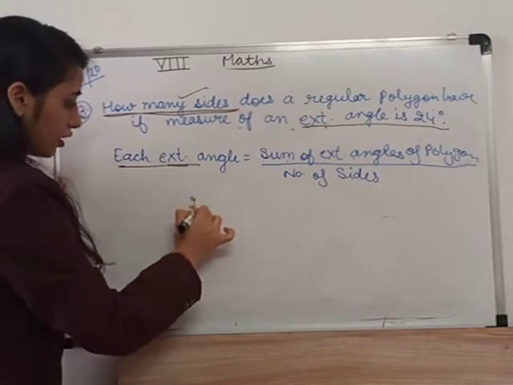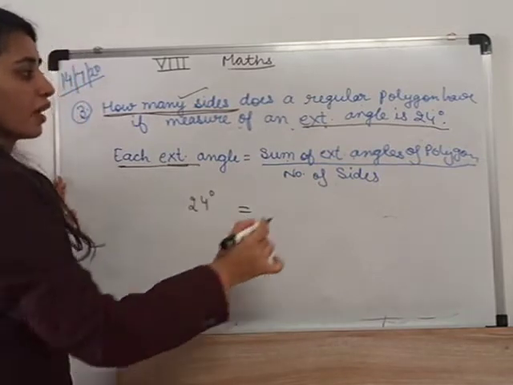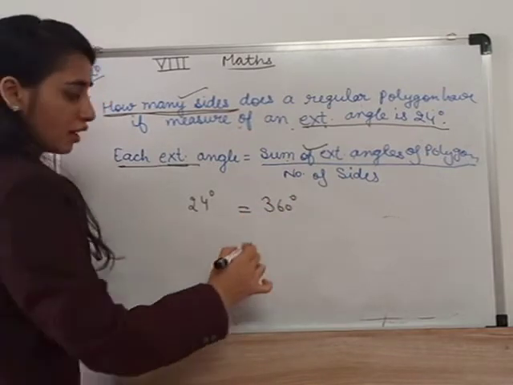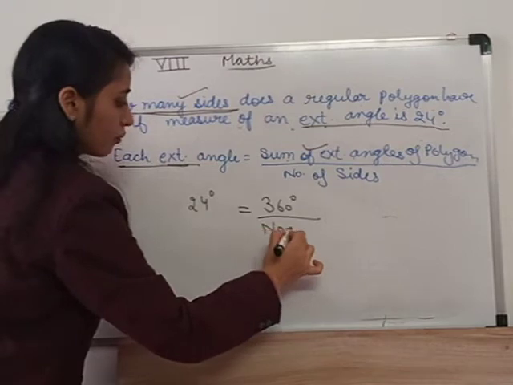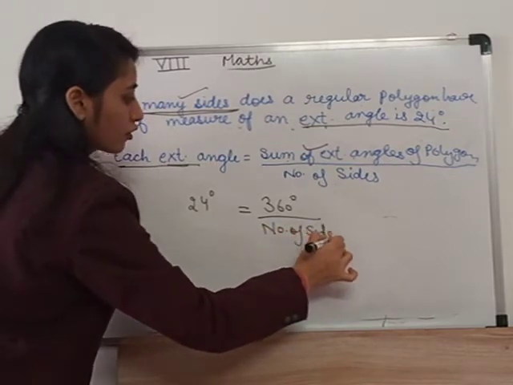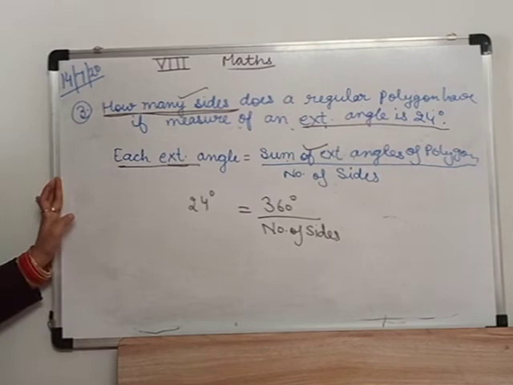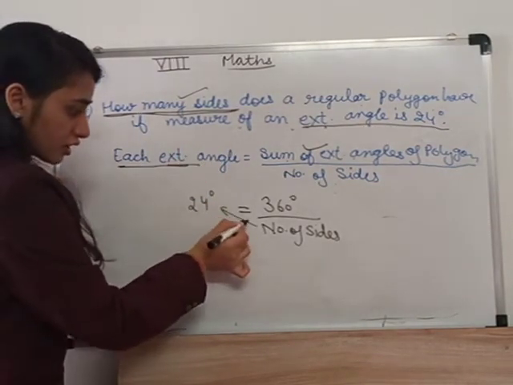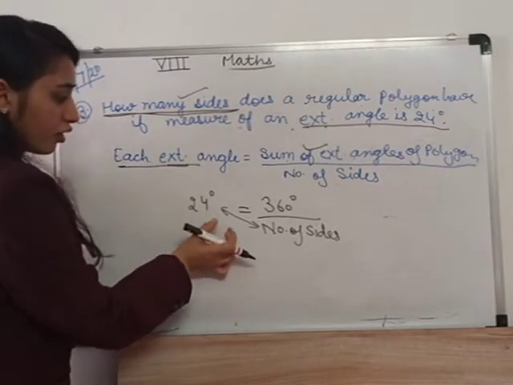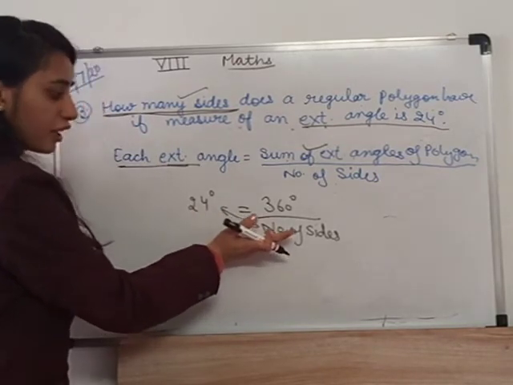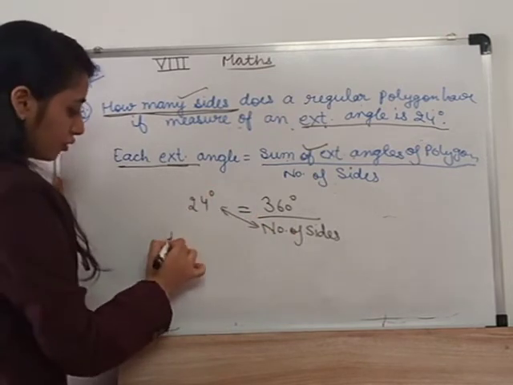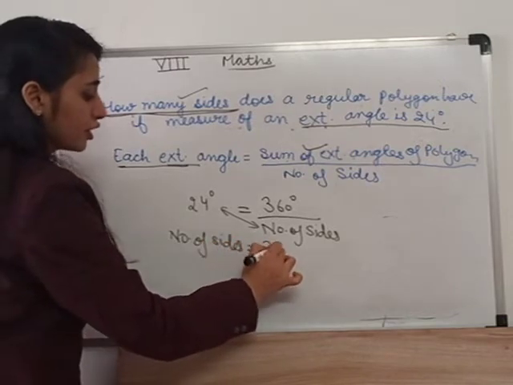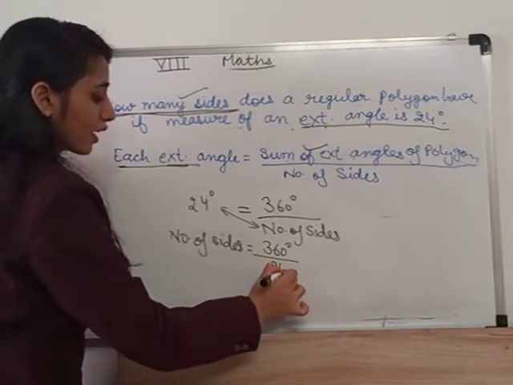Put this here: a 24 degree exterior angle is given, and we know the sum of exterior angles of a polygon is 360. By the number of sides, we have to find the number of sides of the polygon. Now interchange these: 24 shifts downward into the denominator and the number of sides goes to the numerator. We can interchange like this. Number of sides is equal to 360 by each exterior angle.